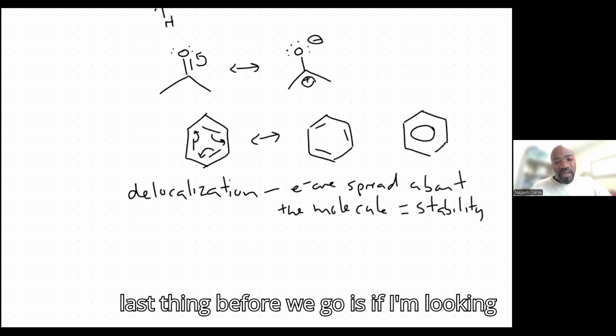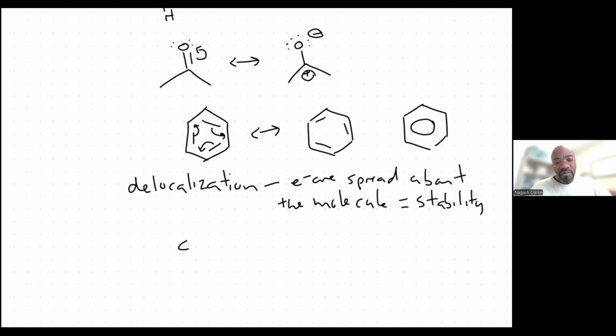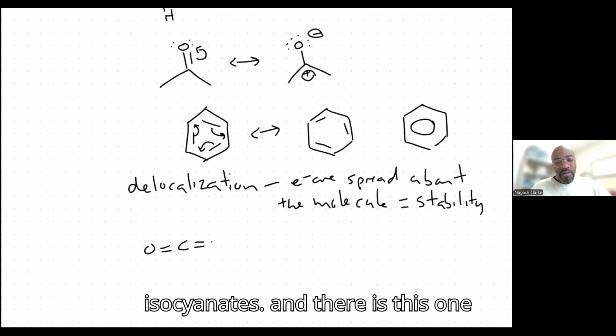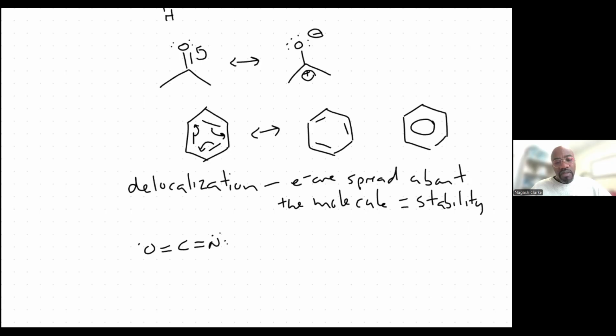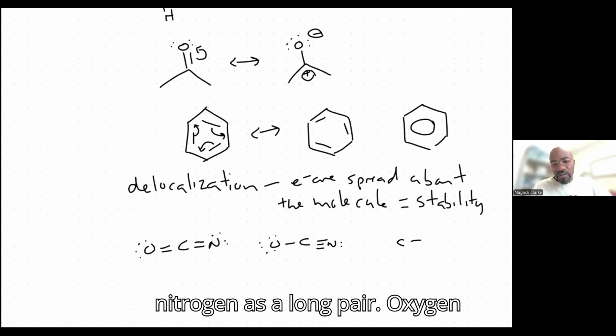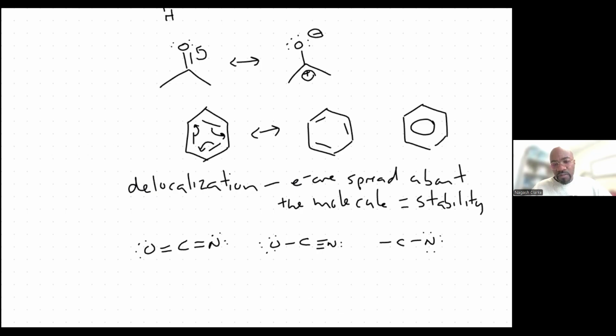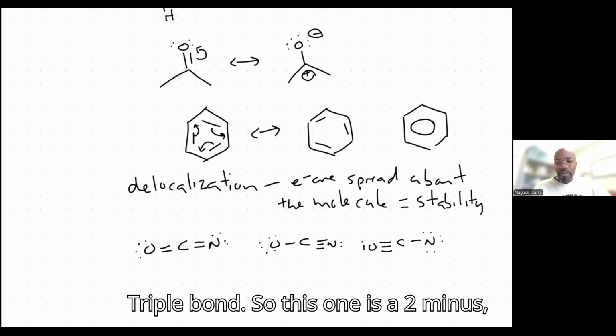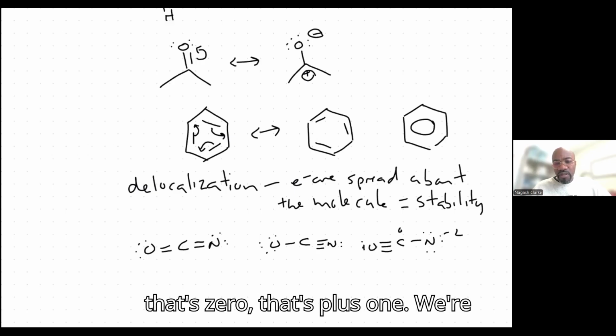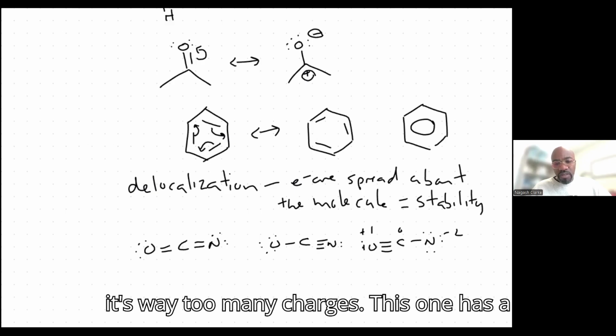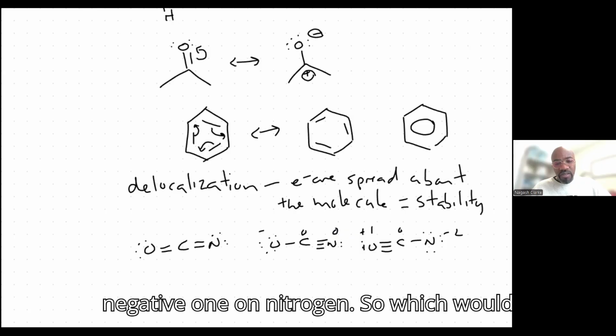One last thing before we go: if I'm looking at a molecule, let's say the isocyanate molecule, there are a few resonance forms for isocyanate. There's this one here, and there is this one here. And then you have another one where nitrogen has a lone pair and oxygen has the triple bond. So this one is a 2 minus, that's 0, that's +1. We're not in love with that structure because it has way too many charges. This one has a -1 on the oxygen, this one has a -1 on the nitrogen.